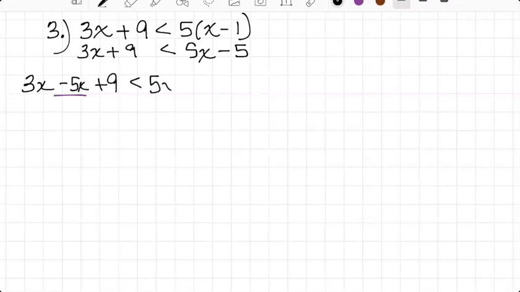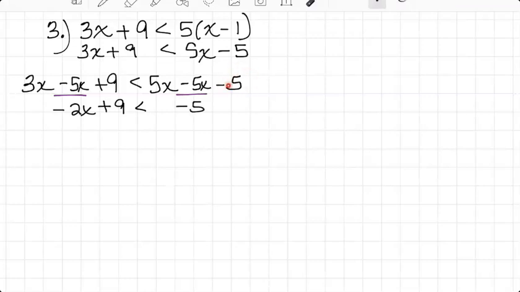And if I do it on one side, I have to do it on the other. The part that I've underlined is the part where I'm moving it. I wrote it on one side and I wrote it on the other. 3x minus 5x gives me a negative 2x. Then I can copy down my plus 9. The 5x minus 5x is 0, so I don't need that. I'm copying down my less than sign, and I'm copying down that negative 5 at the end on the right side.